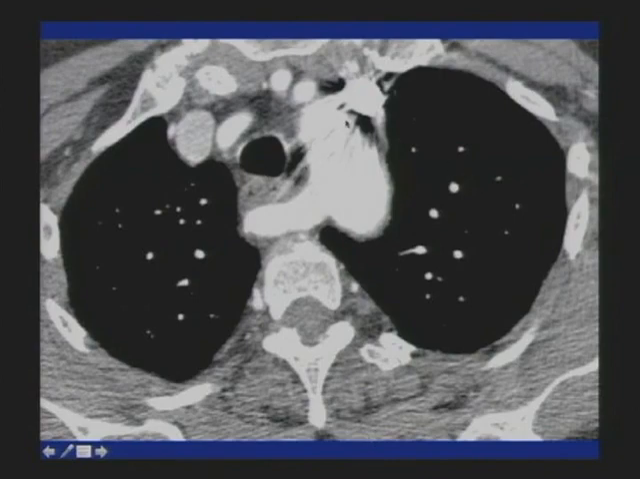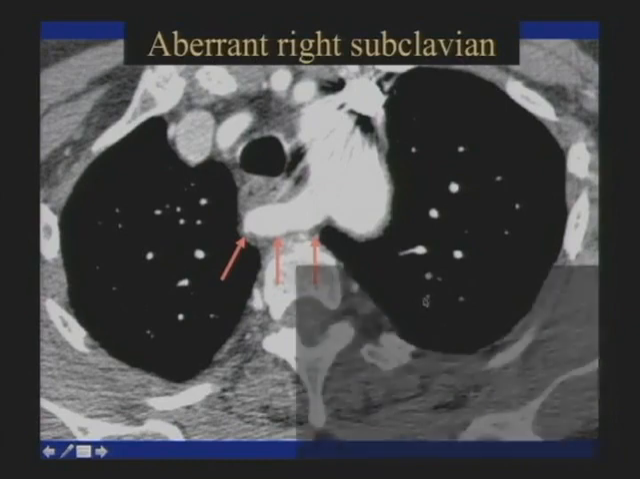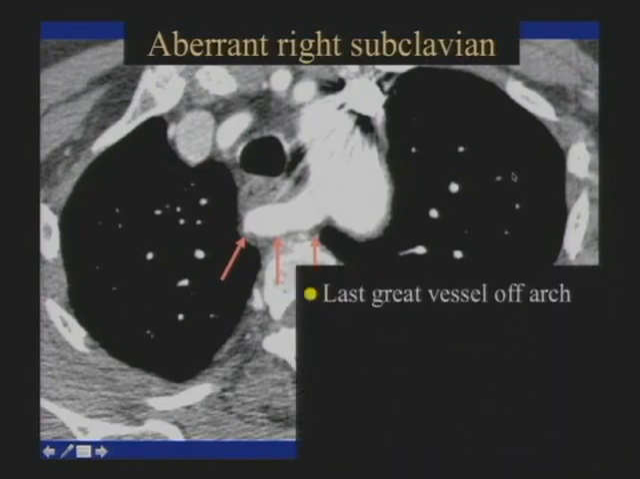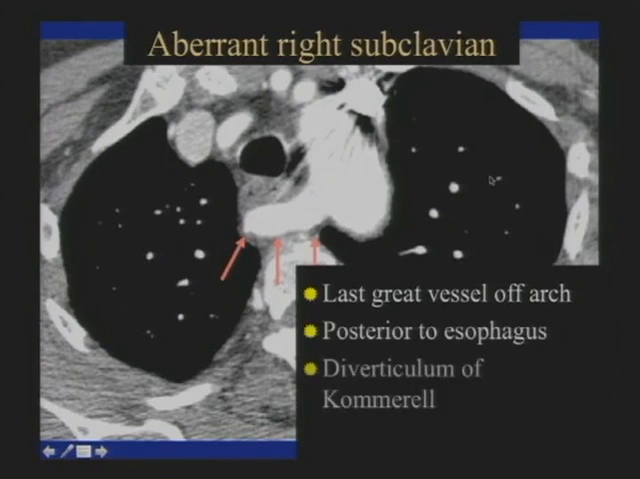Here's a nice example, actually this was not this patient, it's another patient, of a left arch with an aberrant right subclavian artery passing between the spine and the esophagus. And virtually all of the aberrant subclavians will pass posterior to the esophagus. Okay, aberrant right subclavian artery. And in this case, the subclavian artery is the last vessel off the arch, goes posterior to the esophagus.